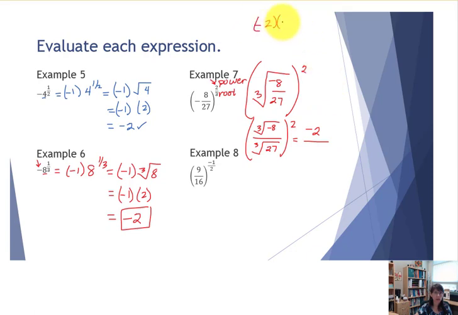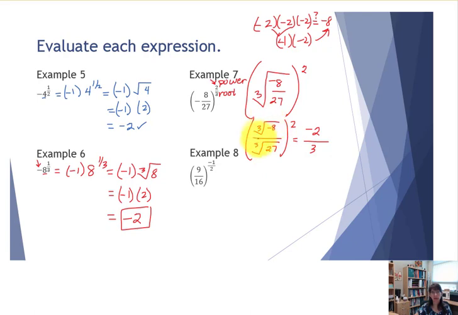Is negative 2 times negative 2 times negative 2 equal to negative 8? So the first two factors give us 4 multiplied by negative 2. Sure enough, that works out. So all of those factors must be a negative 2. Our denominator is a positive number. So when we're working with 27, we have 3 times 3 times 3. So the cube root of 27 simplifies as 3.